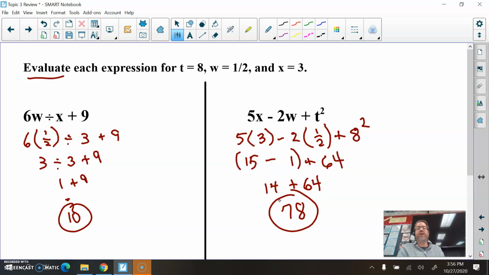And I have fully evaluated that expression and found its value to be 78 when we put these values in for t, w, and x. All right?